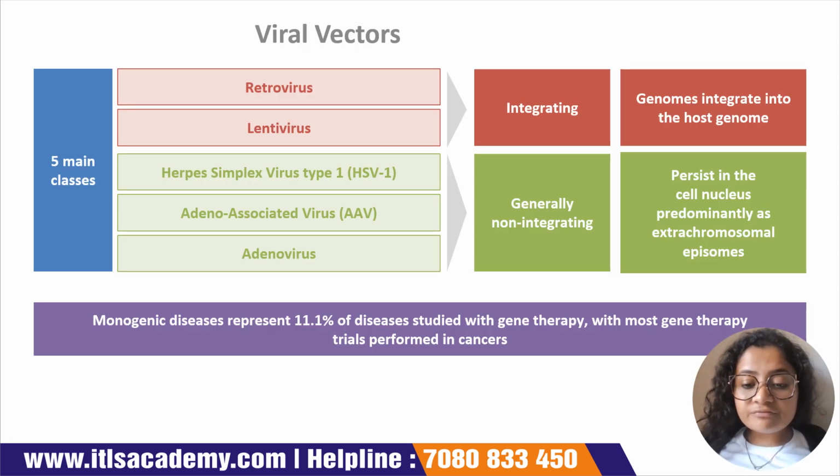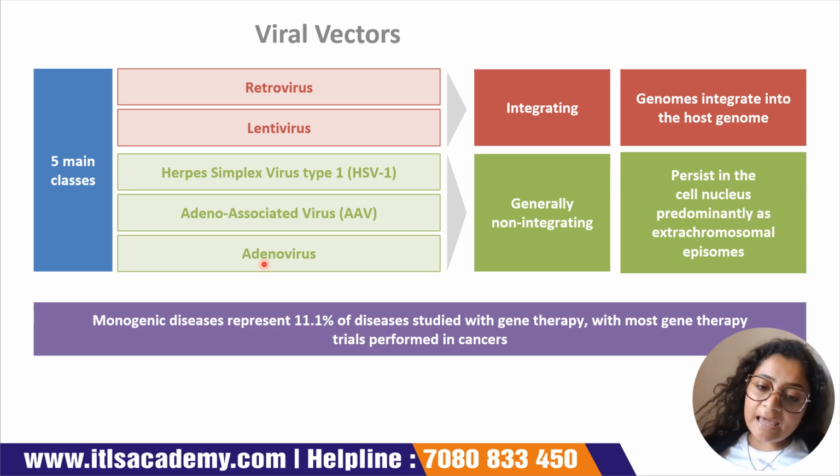Okay, now coming to the different viral vectors that are used for gene therapy. So there are basically five main classes of the viral vectors. What are they? We have retrovirus, we have lentivirus, we have herpes simplex virus type 1, that is HSV1, we have adeno-associated virus, that is AAV, and we have adenovirus also. So these are the five main classes of viruses which are used in the form of viral vectors for gene therapy.